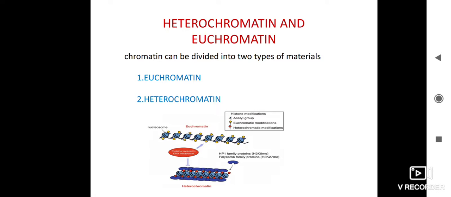Next, heterochromatin and euchromatin. Chromatin can be divided into two types of materials, heterochromatin and euchromatin. There are two types of chromatin, heterochromatin and euchromatin.